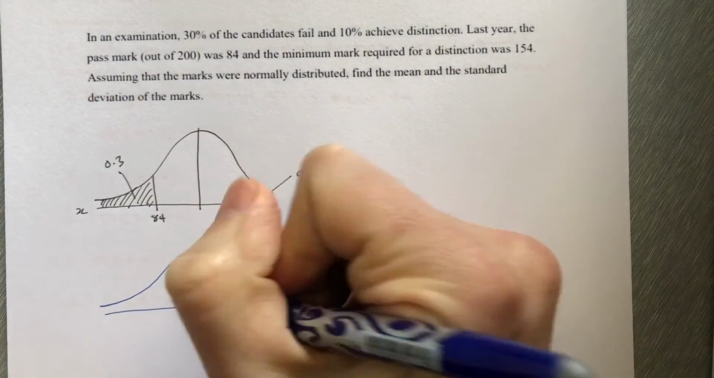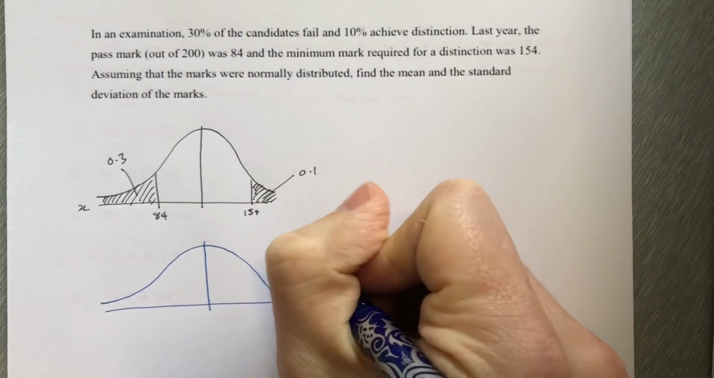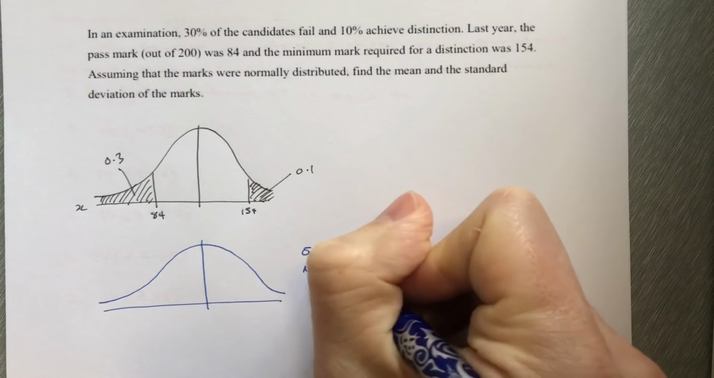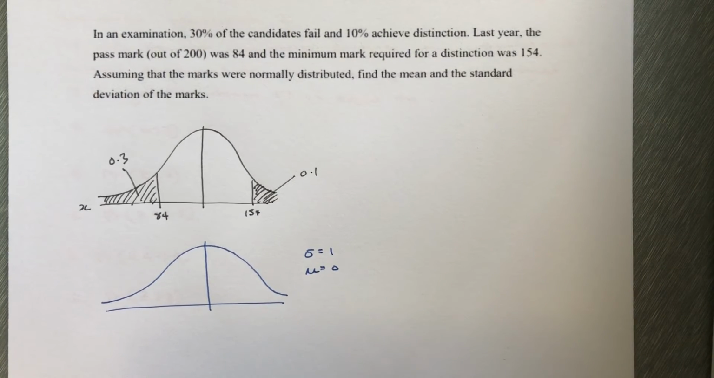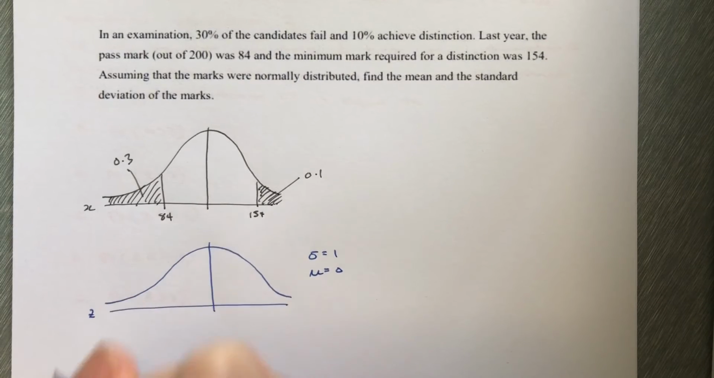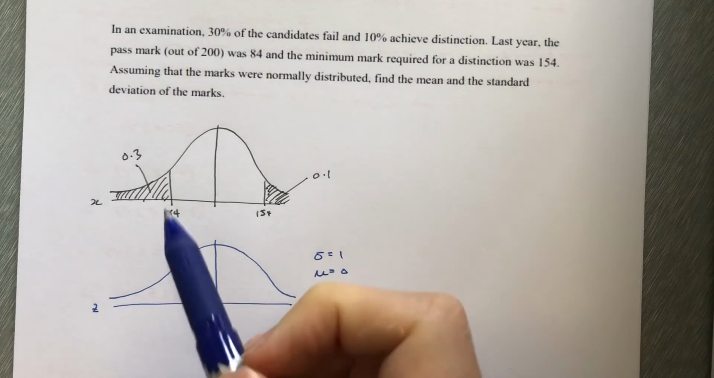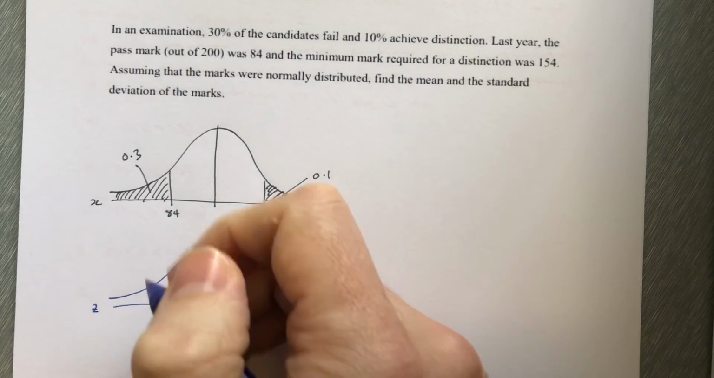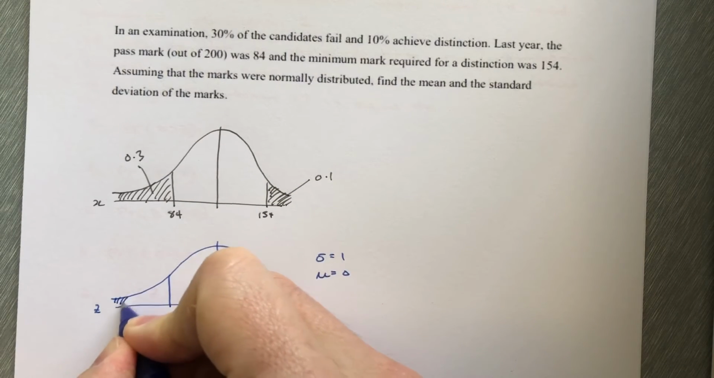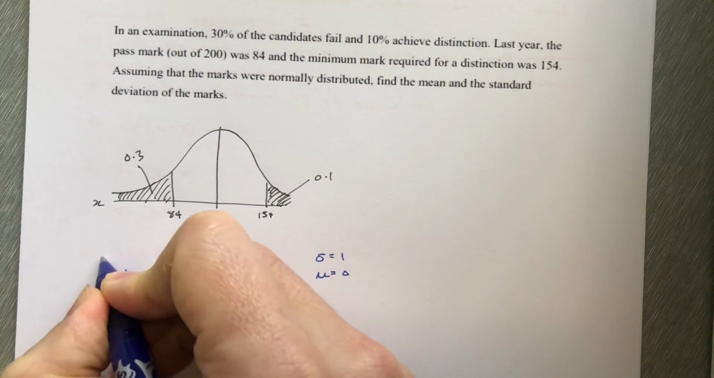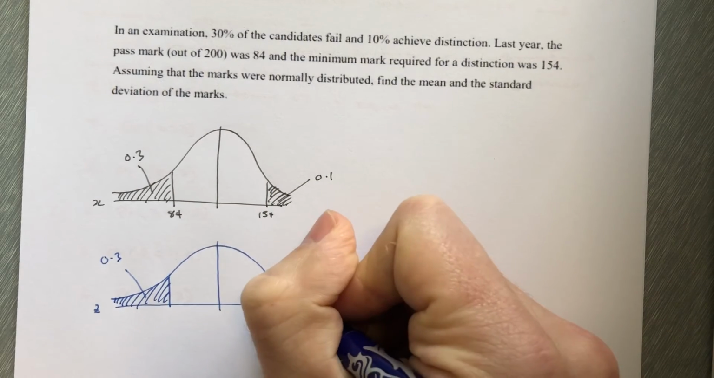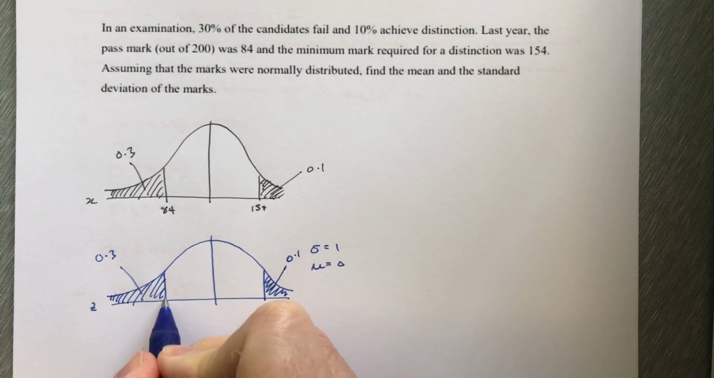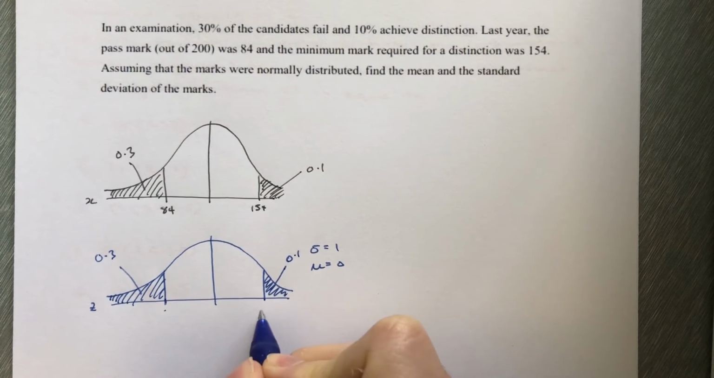Alright, now with our standard normal distribution, we know what our mean and standard deviation are, 0 and 1. And this is going to be our Z-score down the bottom. Because all normal distributions are the same, we can transfer these probabilities across. So that bit there is 0.3. This bit here is 0.1. I reckon I'm going to be able to find the Z's that go here and here.